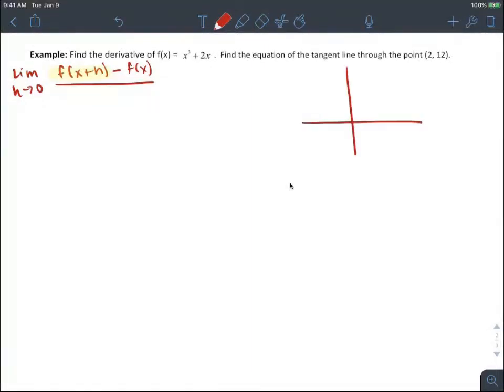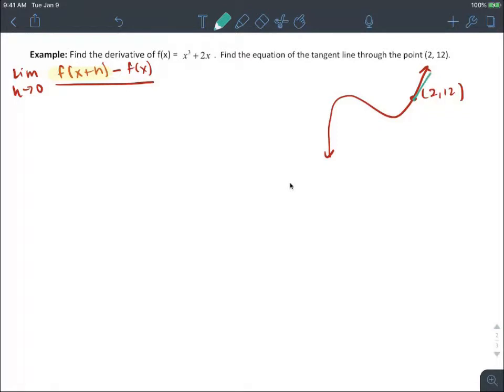this one, we're actually going to graph. It looks something like this. This is a sketch. Please know this. Okay, so x cubed plus 2x looks something like this. Let's say that this is the point 2 comma 12. So what I want to do is figure out the tangent line, so the line that is basically the slope of the graph at this particular point.